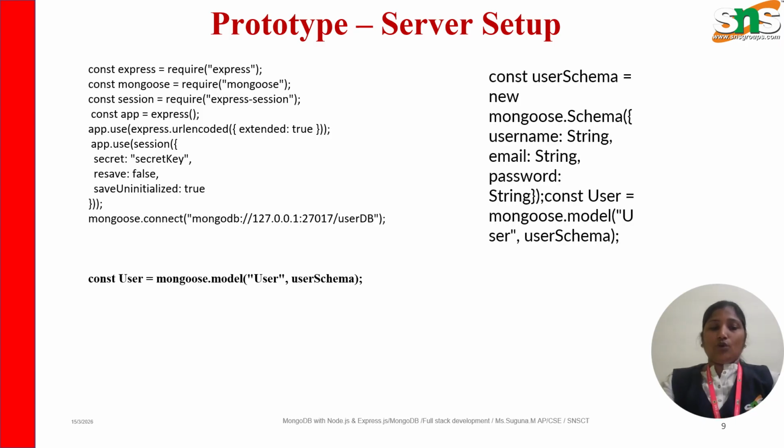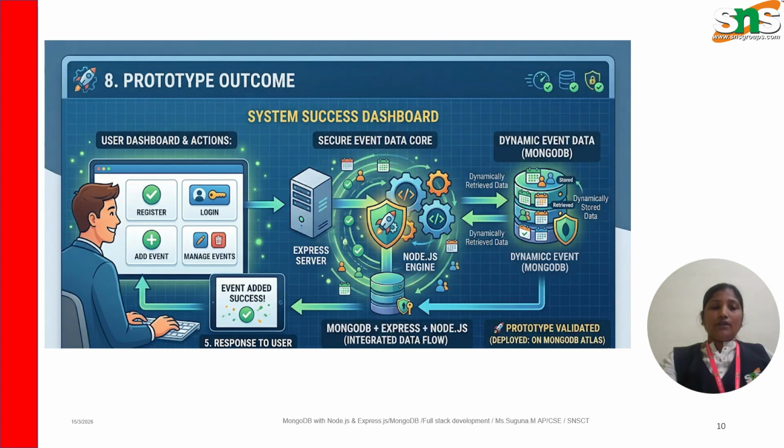Now let's understand what the server does. We use Express.js to create the server, Mongoose to connect to the MongoDB database, and express-session to manage the session. We initialize the app, configure the middleware, and connect to the database, which is MongoDB. We define a user schema with username, email, and password. Then we create a user model in order to store the data. So this is the prototype outcome.